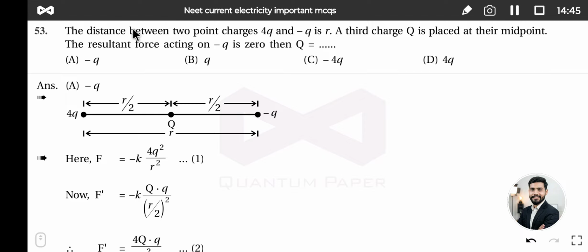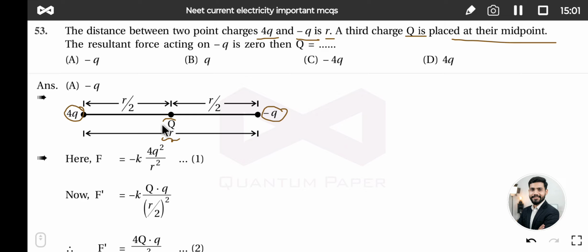The next important question is, the distance between 2 point charges 4q and minus q is r. Okay, so one charge is 4q, other charge is minus q. The distance between them is r. If the third charge Q is placed at their midpoint. Okay, this Q charge is placed at the midpoint. That means the distance from the first charge is r by 2 and distance from the second charge is also r by 2. So the resultant force acting on minus q is 0. Okay, so the net force on this minus q is 0. Then we have to find out what is the value of Q.